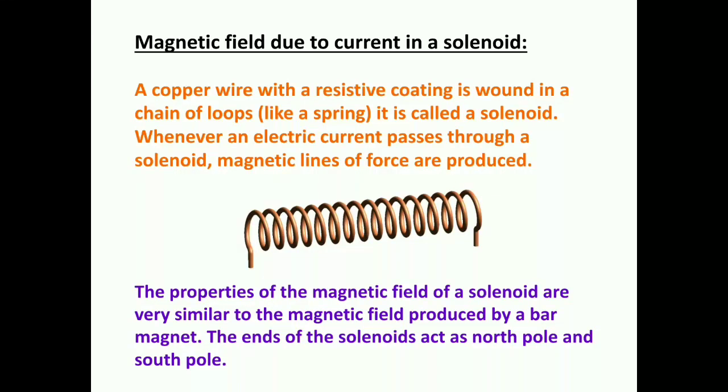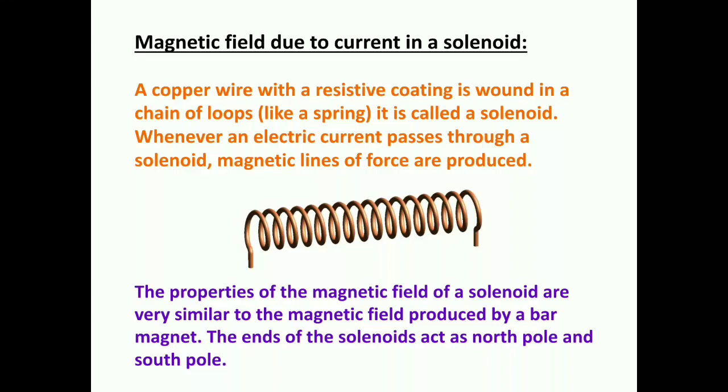Magnetic field due to a current in a solenoid. Let's first understand what a solenoid is. When a copper wire with a resistive coating is wound in a chain of loops like a spring, it is called a solenoid. When an electric current passes through a solenoid, magnetic lines of force are produced as shown.